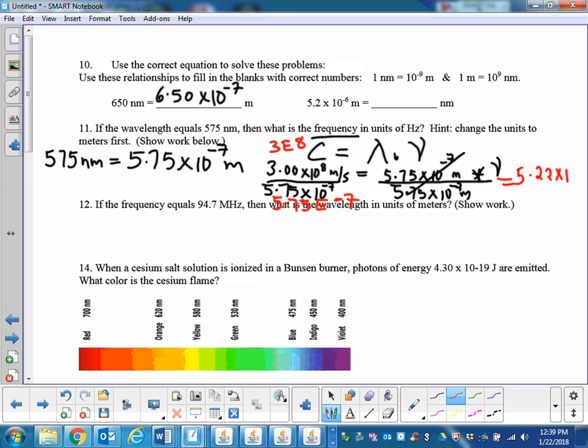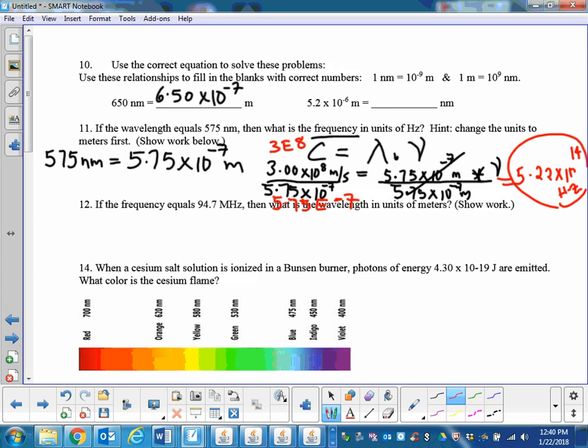5.22 times 10 to the 14. What are we solving for? Meters per second. Frequency. So what is the unit? Hertz. All right? That is my final answer. Do we see that? Are we good?